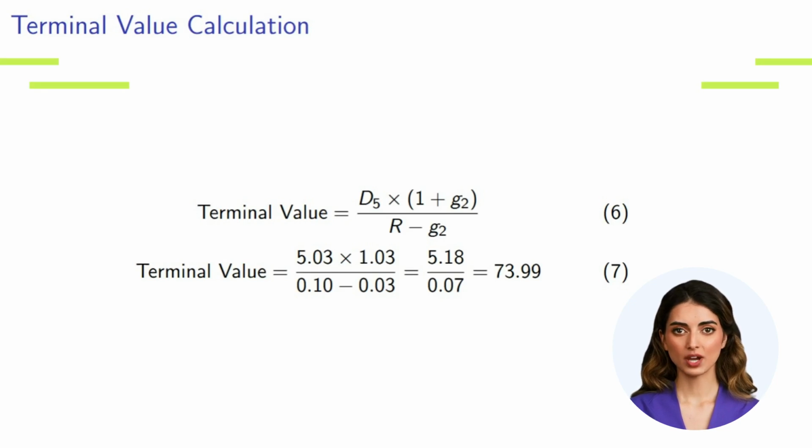Now we calculate the terminal value. Put simply, if you sell the stock at the end of year 5, this is the amount you would receive, which represents the value of all dividends beyond year 5. That is the value of all dividends after the firm has started growing at a slower stable growth rate. To do this, we use the formula. The terminal value equals the year 5 dividend multiplied by 1 plus the long-term growth rate, divided by the difference between the required rate of return and the long-term growth rate.